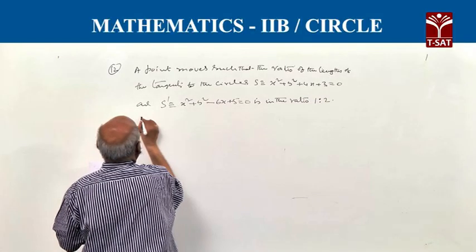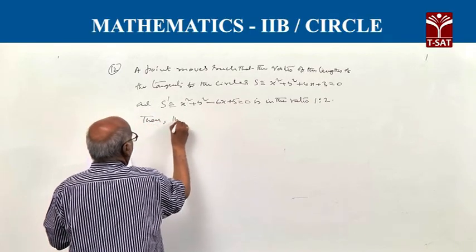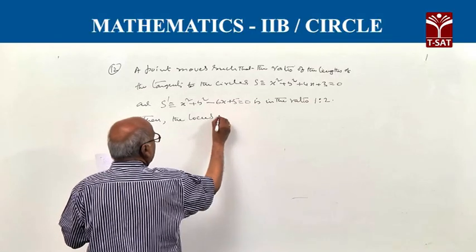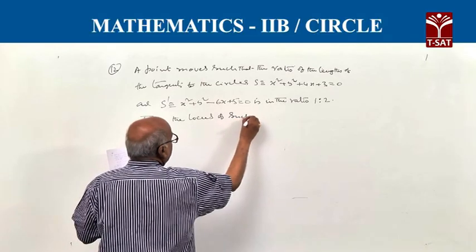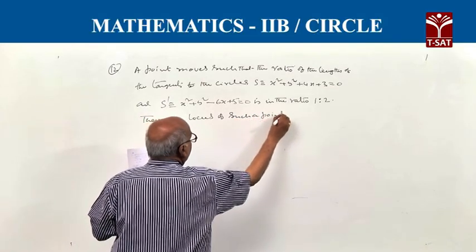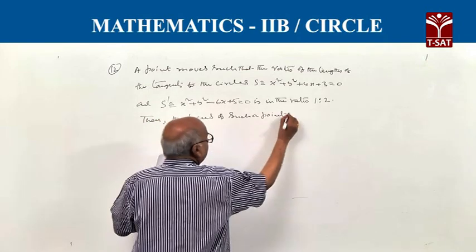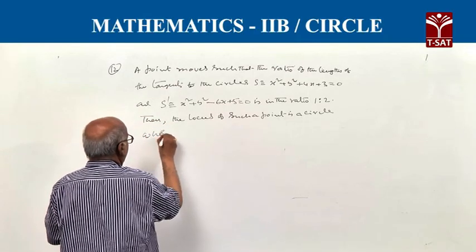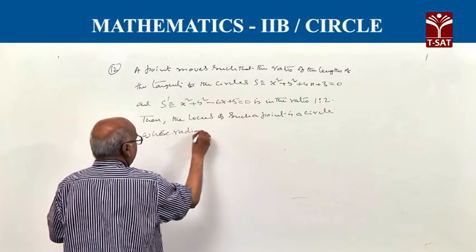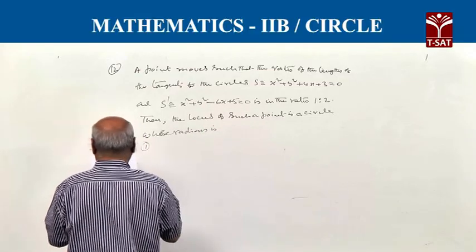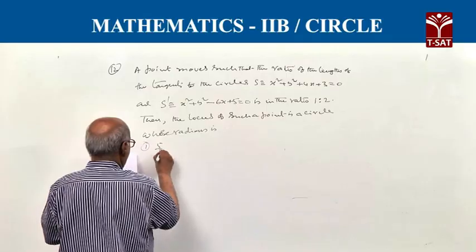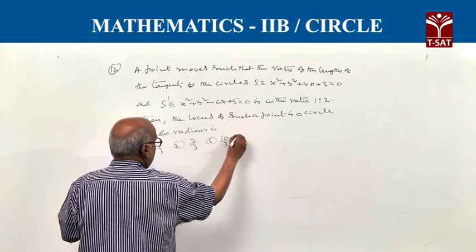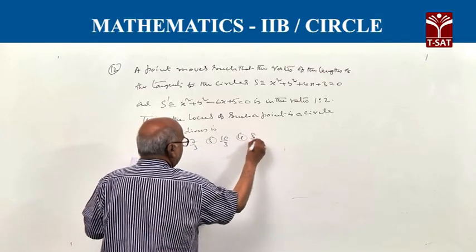1:2. Then the locus of such a point is a circle whose radius is number 1 5/3, number 2 7/3, number 3 10/3, number 4 8/3.